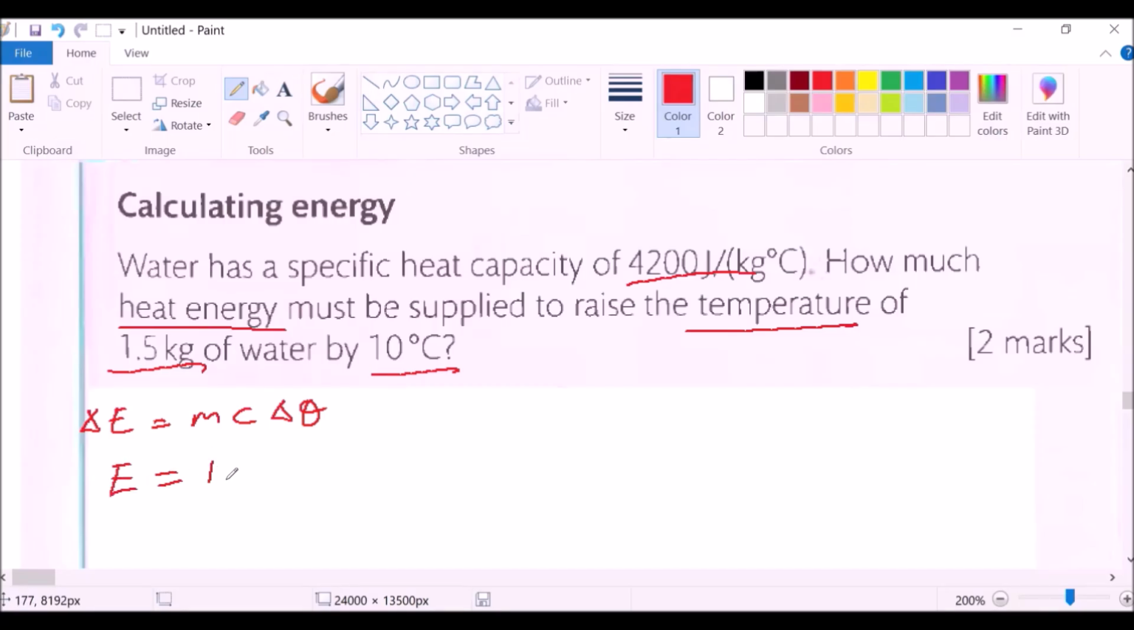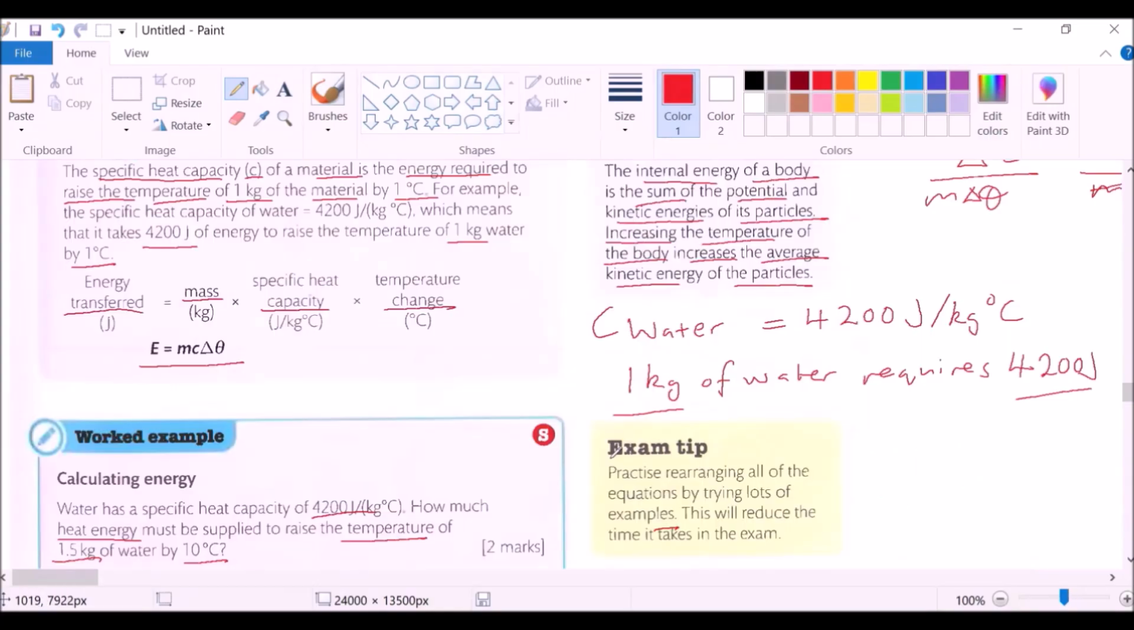The mass is 1.5 times specific heat capacity is 4,200 times the change in temperature is 10 degrees Celsius, which is 63,000 joules, which we can abbreviate as 63 kilojoules. So for an exam tip, we must practice rearranging all of the equations by changing the subject of the formula. This will help you to reduce the time it takes in the exam.